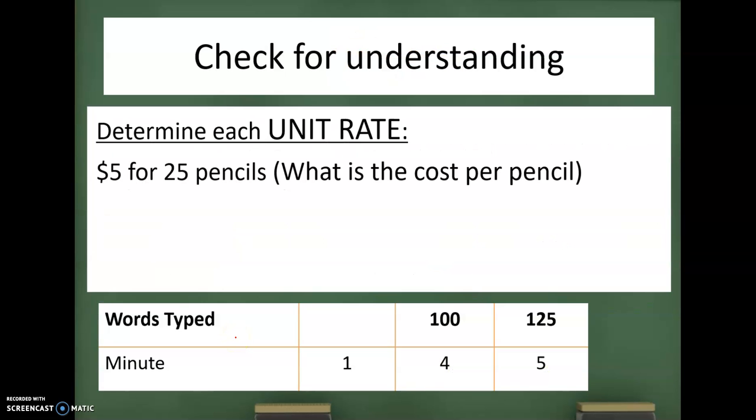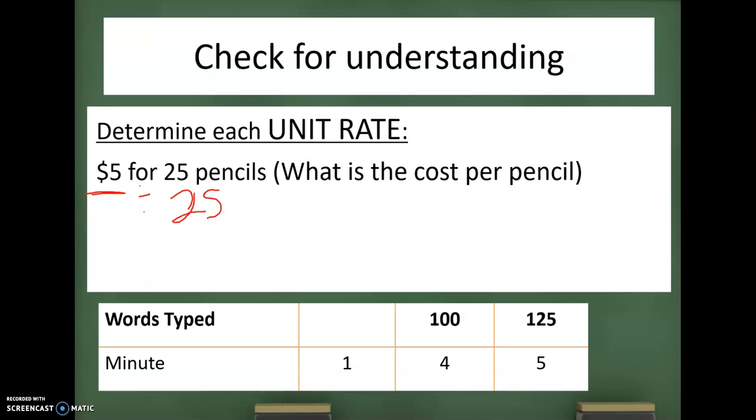Let's do a quick check. We want to know the unit rate if you saw this word problem. You pay $5 for 25 pencils. What is the cost per pencil? Remember, we talked about steps earlier. We're going to take the first thing in our ratio, the $5, and we're going to divide it by the second thing in our ratio, the 25 pencils.